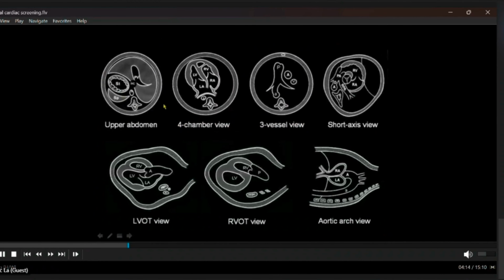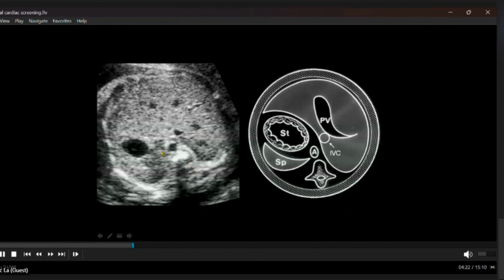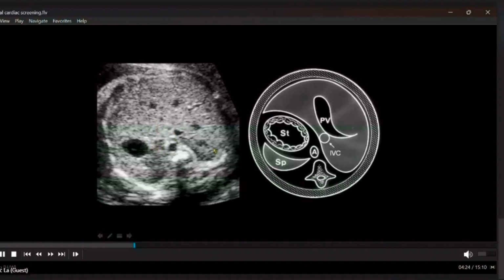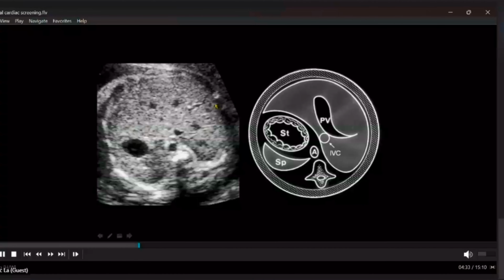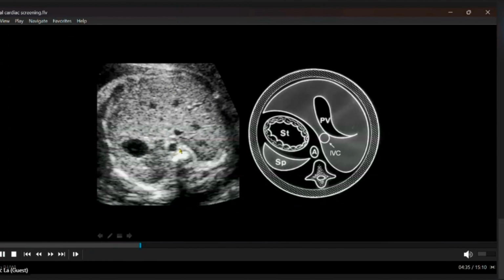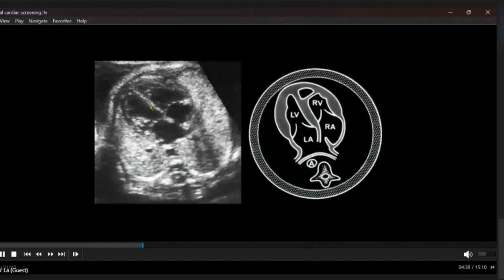Basic views, we have multiple basic views: upper abdomen, 4 chambers view, 3 vessels, short axis, LVOT and RVOT view, and the arch view. And what the views look like is this. This is the upper abdomen view. It's basically an axial view across the upper abdomen where you see the liver, stomach bubble, descending aorta, and IVC, spine and sternum. The 4 chambers view is immediately above that in the same axial plane.